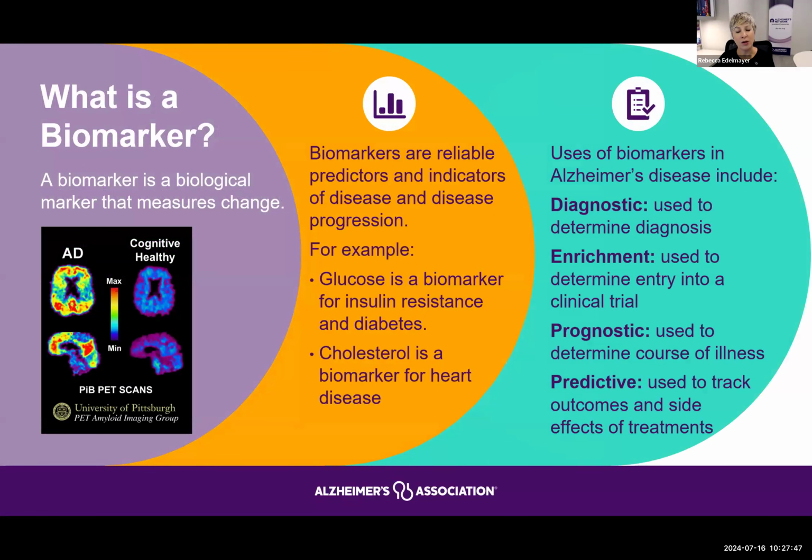And biomarkers are something that sometimes people are like, what is a biomarker? But you all are very, very familiar with these. These are very reliable predictors and indicators of disease and disease progression. For example, you've probably had some blood testing done when you go to your doctor's office to look at your glucose levels, which could potentially be a biomarker for insulin resistance and diabetes, or you've had your cholesterol tested to look at your cholesterol as a biomarker for heart disease.